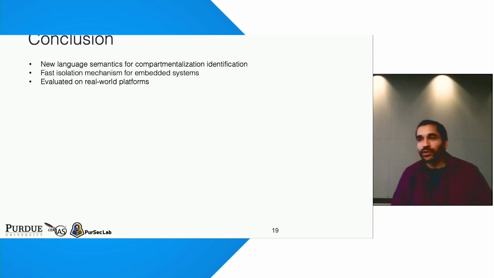All right, conclusion. We provided a new compiler that has language semantics that can guide the identification process for compartmentalization frameworks. We have introduced a new fast isolation mechanism based on intra-kernel isolation. And we evaluated this work on real-world platforms and real-world software.